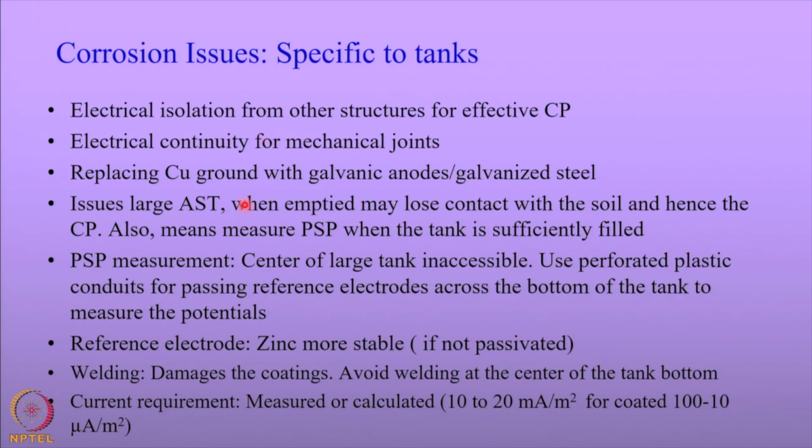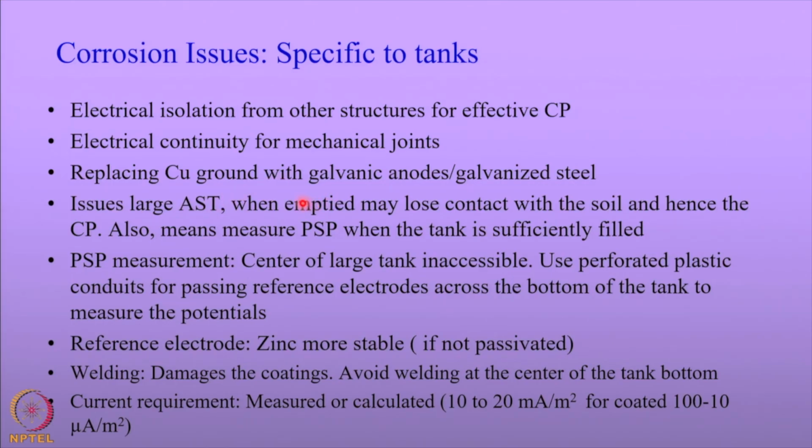Again, the tanks would have mechanical joints, and it is necessary that one ensures that these mechanical joints are electrically continuous, so that the current will flow into the structures. The storage tanks are earthed using copper, but whenever you go for cathodic protection systems, the copper is replaced with galvanic anodes or galvanized steels.